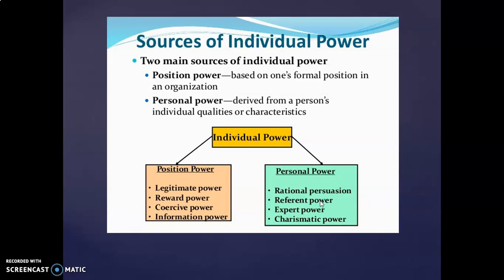Then expert power is the power that is created due to your specialized skills or knowledge. And lastly, charismatic power is about when you attract the employees. Employees are attracted due to some capabilities, some abilities in you as a boss, and they start working.